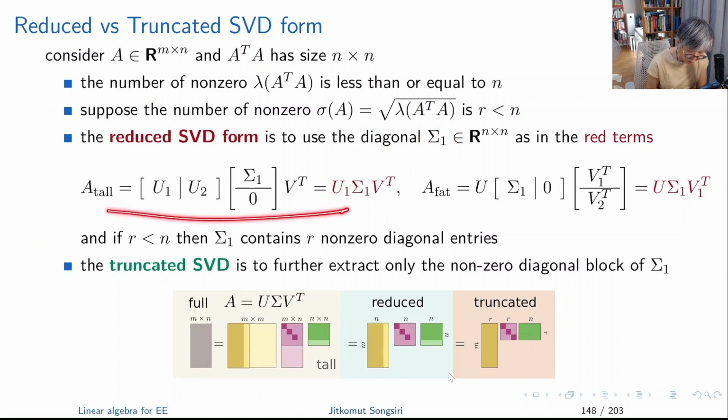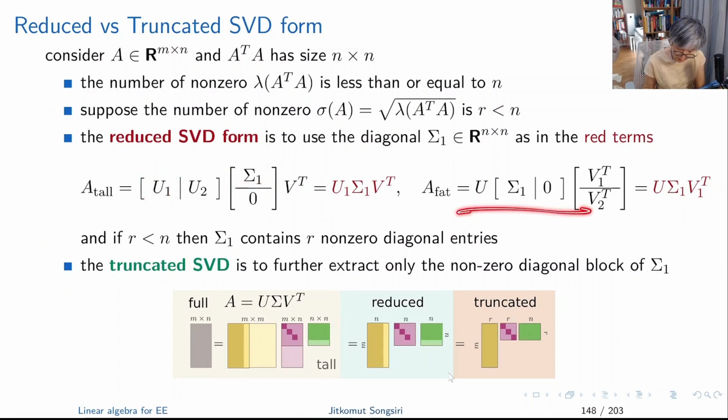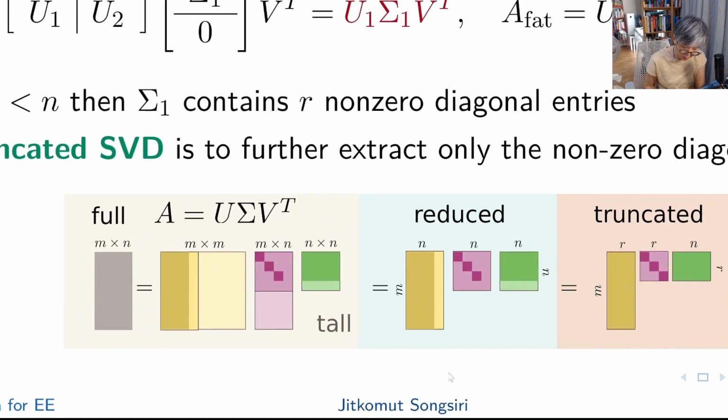For the tall case, as we said earlier, when you multiply these, we use only U1 and sigma 1. For the fat case, after you multiply this with this, you only use sigma 1 and V1 transpose. This is called the reduced form. I gave an example in the tall case. This is a matrix A, and this is U1, U2, this is sigma 1, 0, and V transpose. The reduced form of SVD is this, using only U1 and sigma 1.